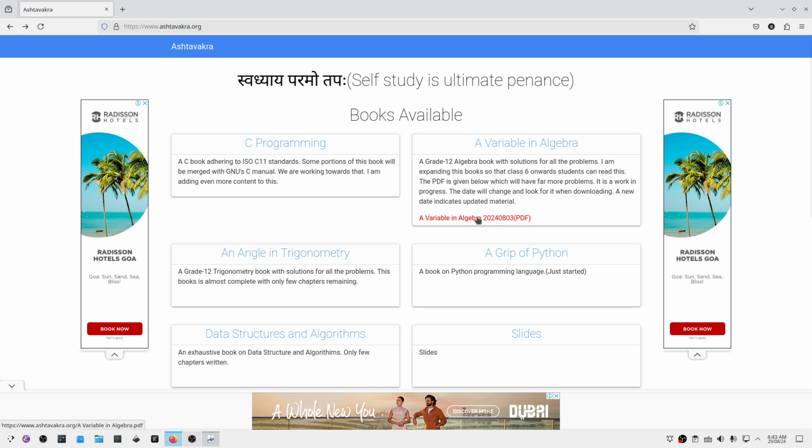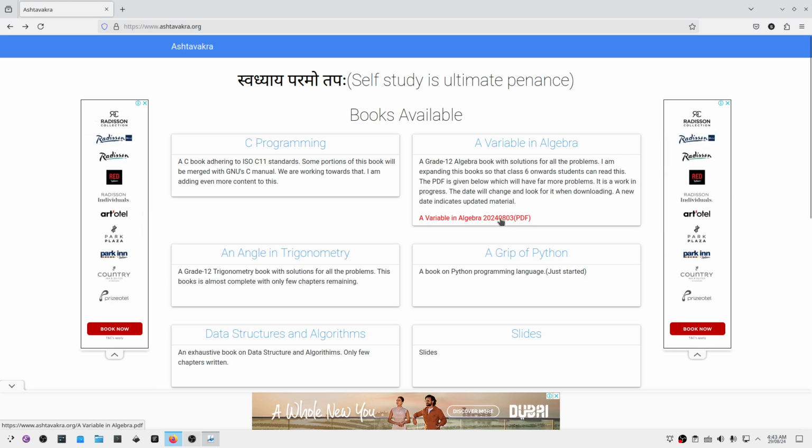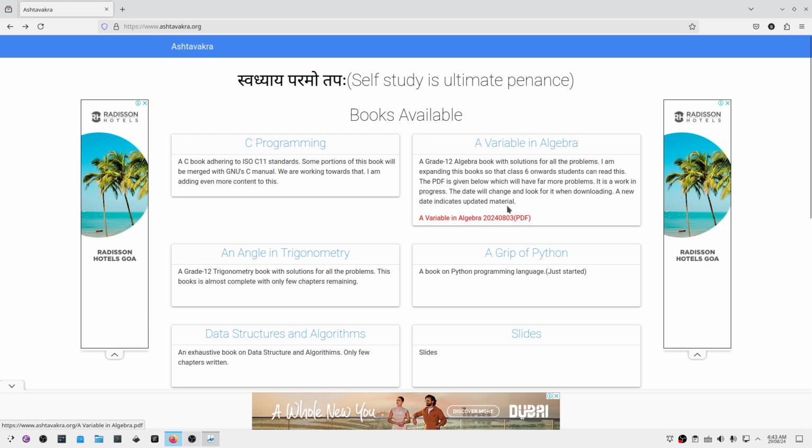This is the PDF book. You can download it. You can notice that the date is there, 2024-08, 3rd August. So on 3rd August, I had uploaded this PDF. I periodically update this, so you can download it from here, and if the date changes, then you should understand that it's a new PDF.